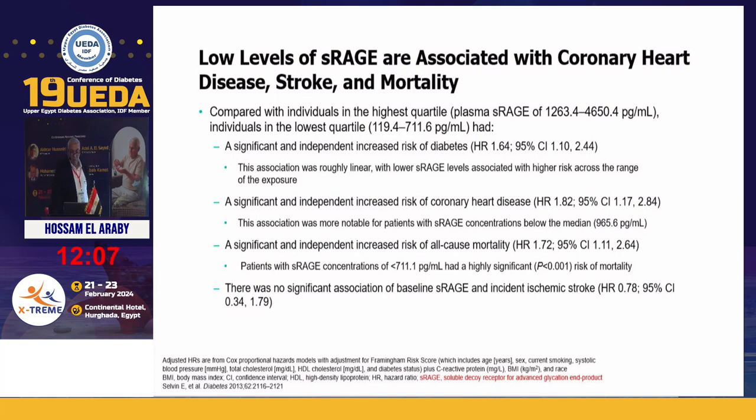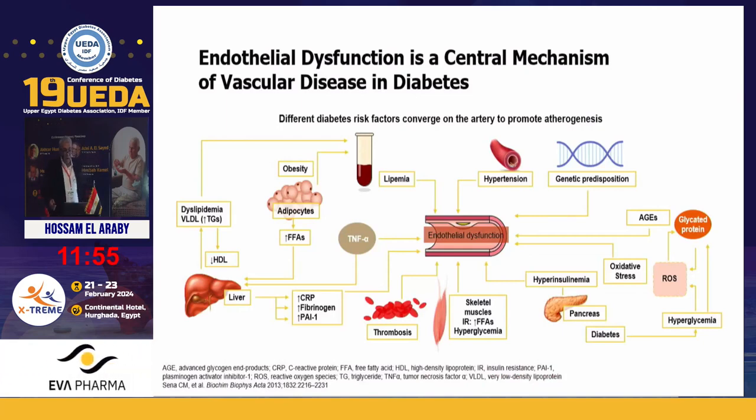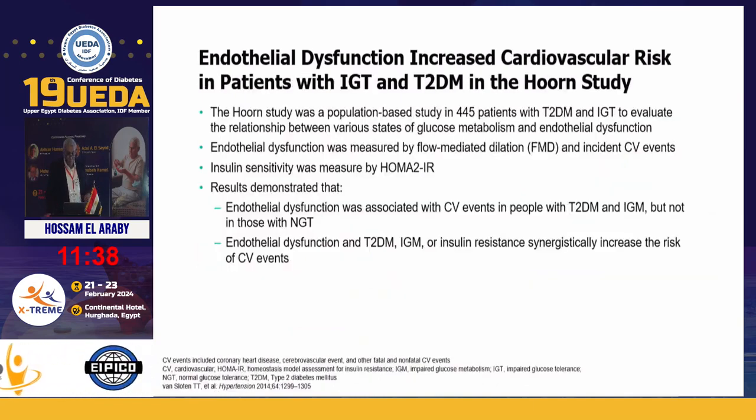The low levels of soluble decoy receptor for advanced glycation end products is one of the main mechanisms for the occurrence of macrovascular complications, and endothelial dysfunction is one of the main contributing factors that can be caused by several traditional risk factors like dyslipidemia, hypertension, genetic predisposition, and diabetes with associated hyperinsulinemia. And this endothelial dysfunction increases the cardiovascular risk in patients with impaired glucose tolerance and type 2 diabetes according to the findings in the HORN study.